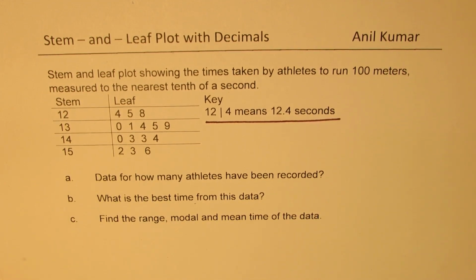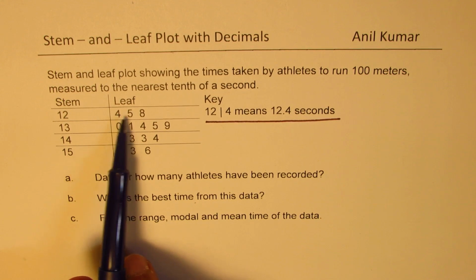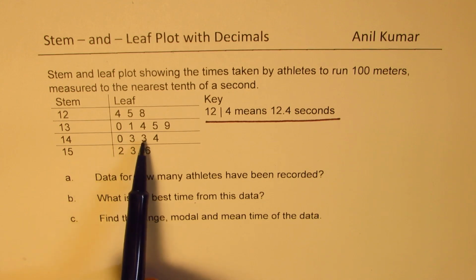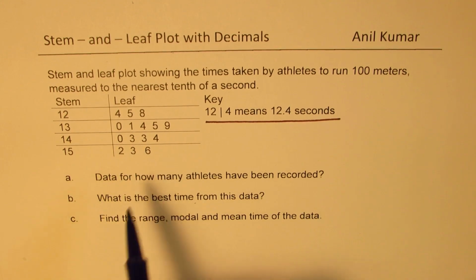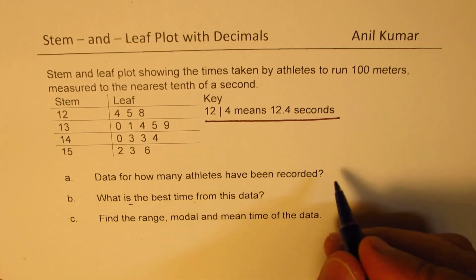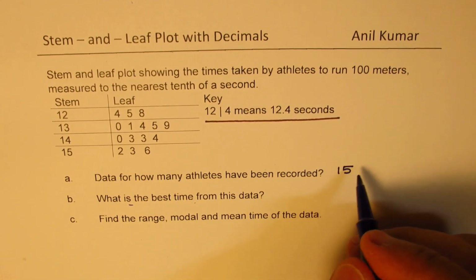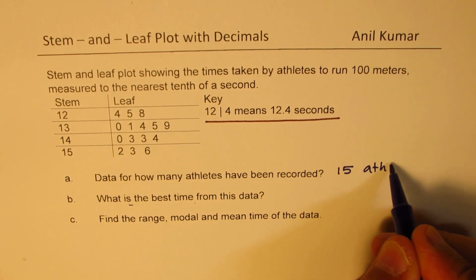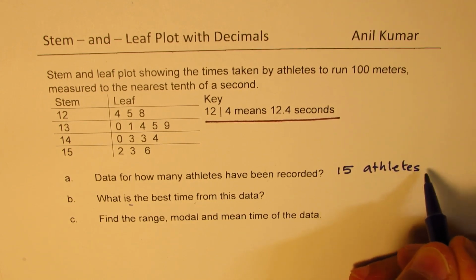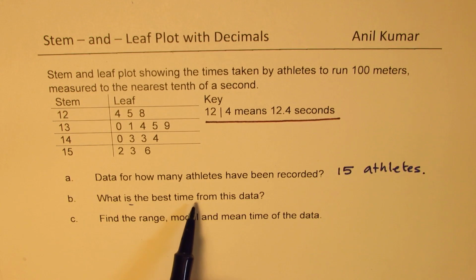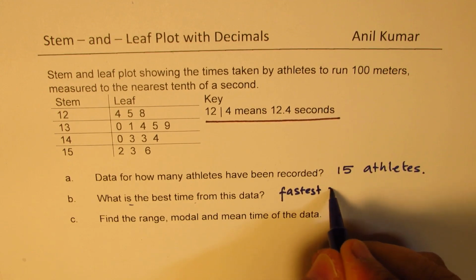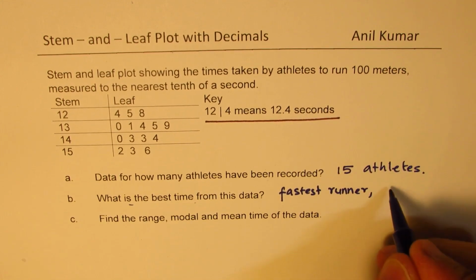Let us see how. The first part is, data for how many athletes have been recorded? Just count the numbers in the leaf: 1, 2, 3, 4, 5, 6, 7, 8, 9, 10, 11, 12, 13, 14, 15. So clearly, this data has been recorded for 15 athletes, correct? There are 15 runners for which we have timings here. Part B is, what is the best time? Best means fastest runner, right? Fastest runner means the least time, right?